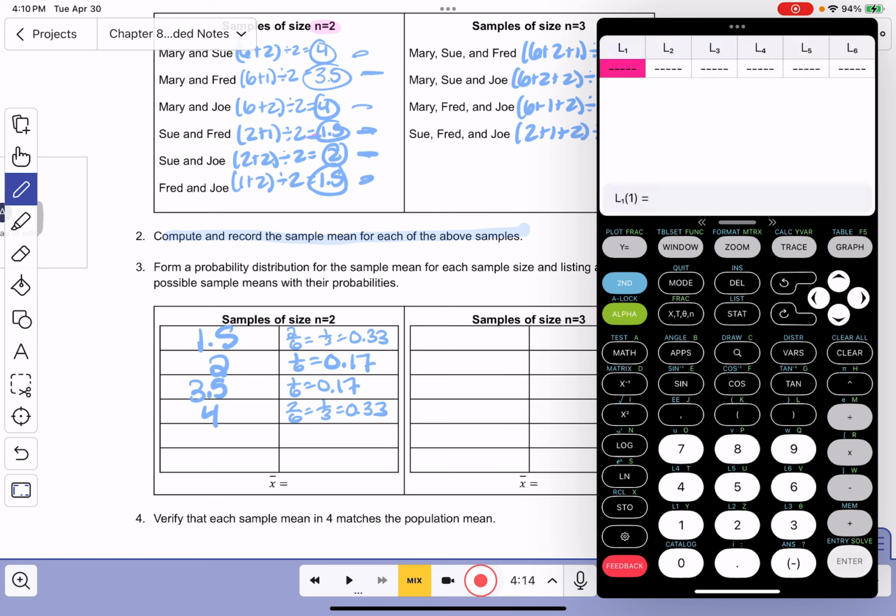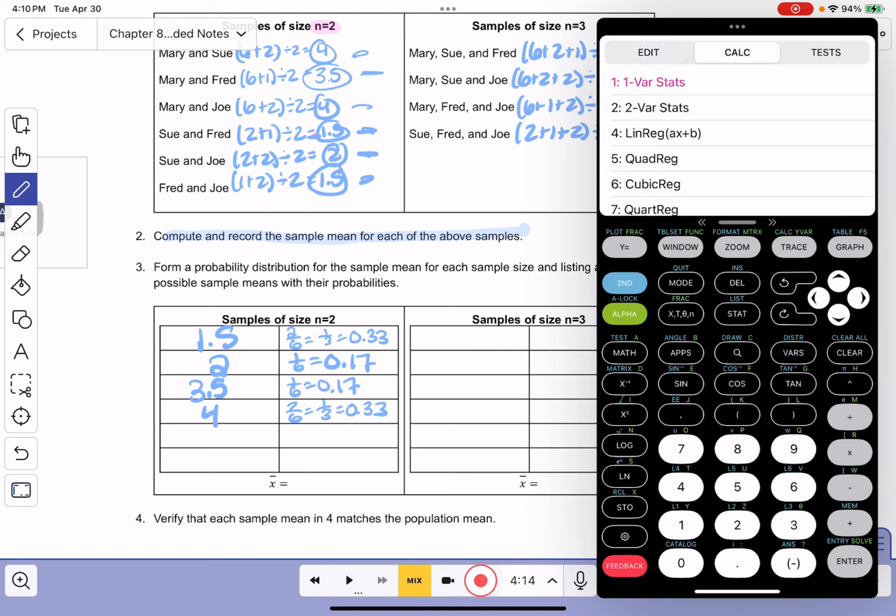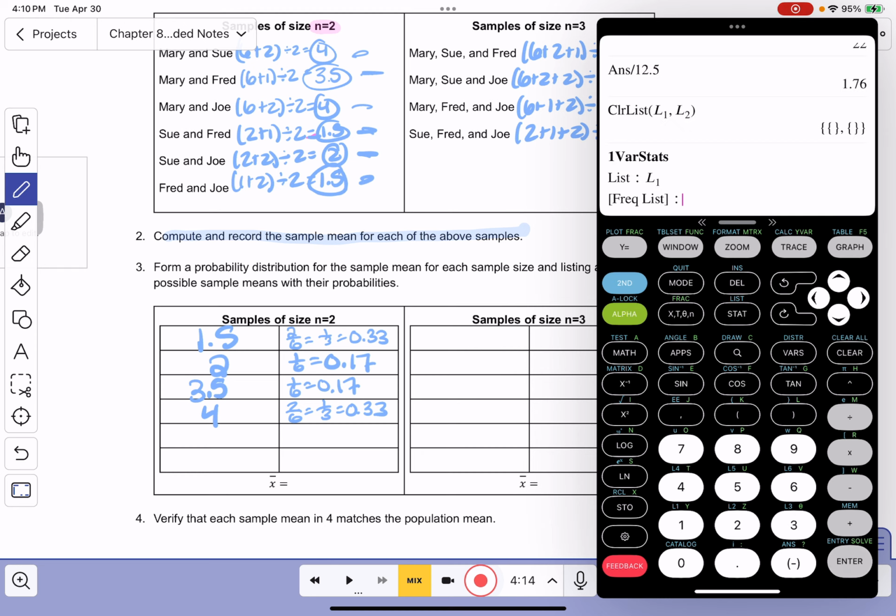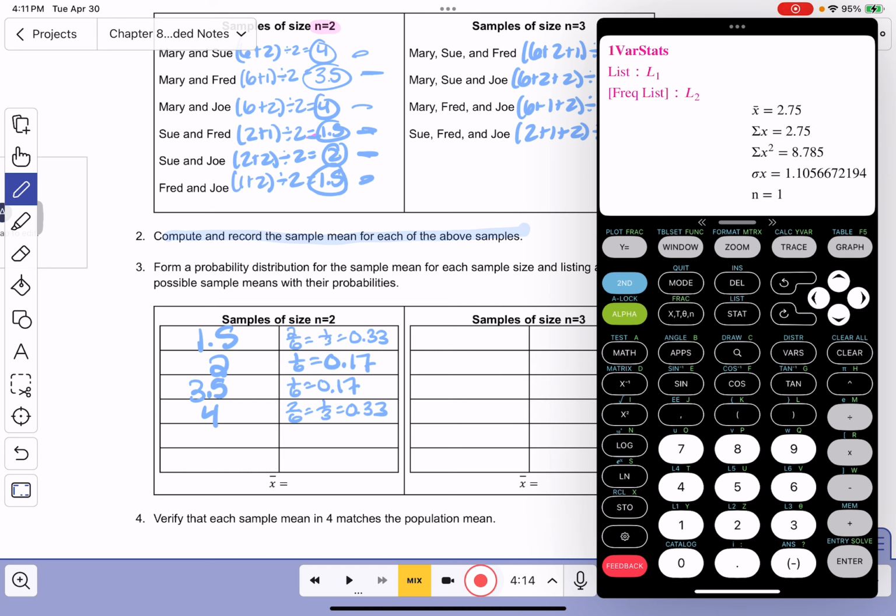So stat, edit, and in L1, I'm going to type the values. And then in L2, I'm going to type the probabilities. Okay. And then we do stat, arrow over to calc, one variable stats, making sure our frequency list is L2. That's how we did our weighted mean. And then if we go up here, the mean is 2.75. So you go ahead and do that for the other one. Pause the video and check and see how you did.